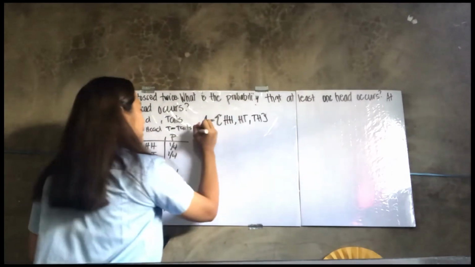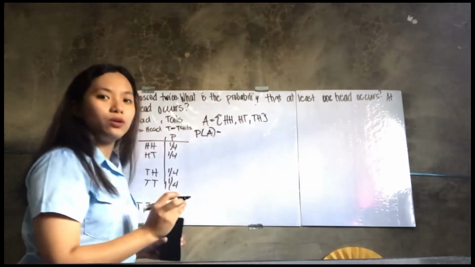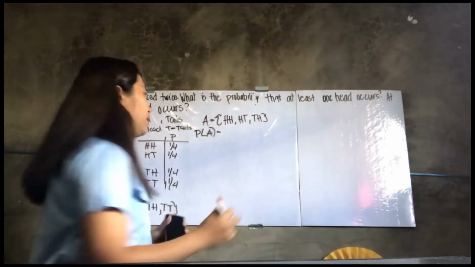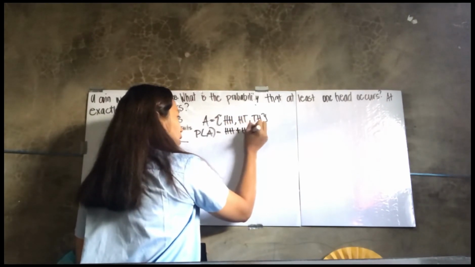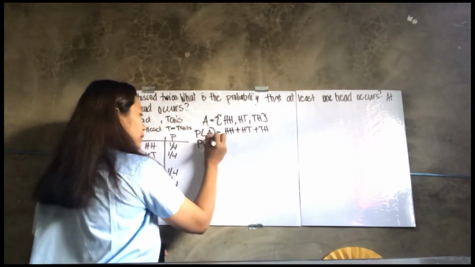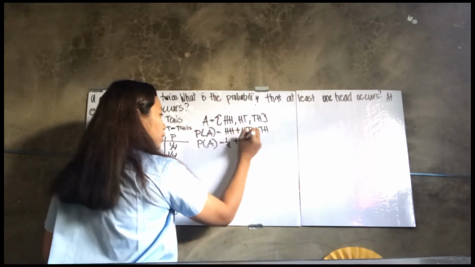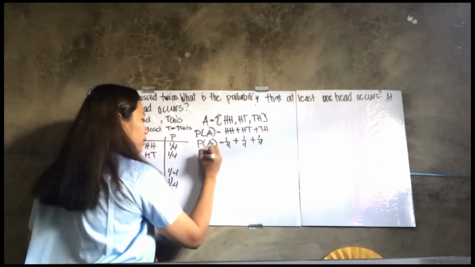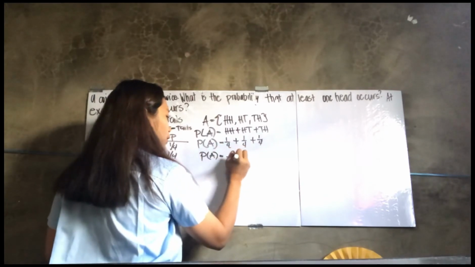For the probability of an event A, we need to add the probabilities of each outcome. We have HH plus HT plus TH. The probability of an event A is equal to 1/4 plus 1/4 plus 1/4. And now, the probability of an event A is equal to 3/4.